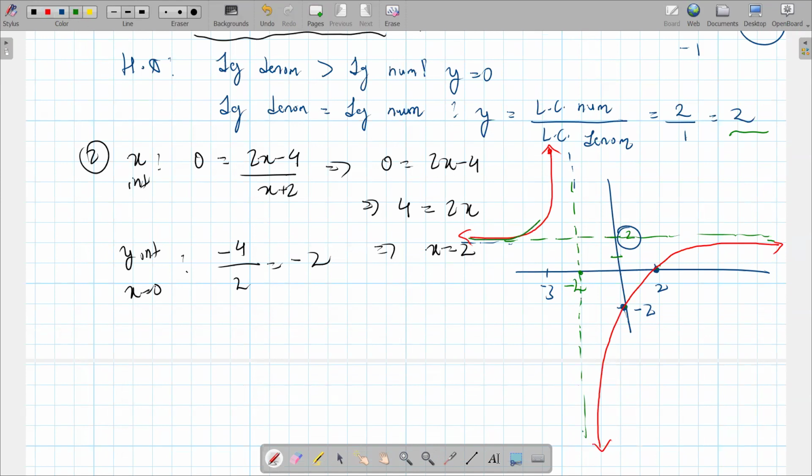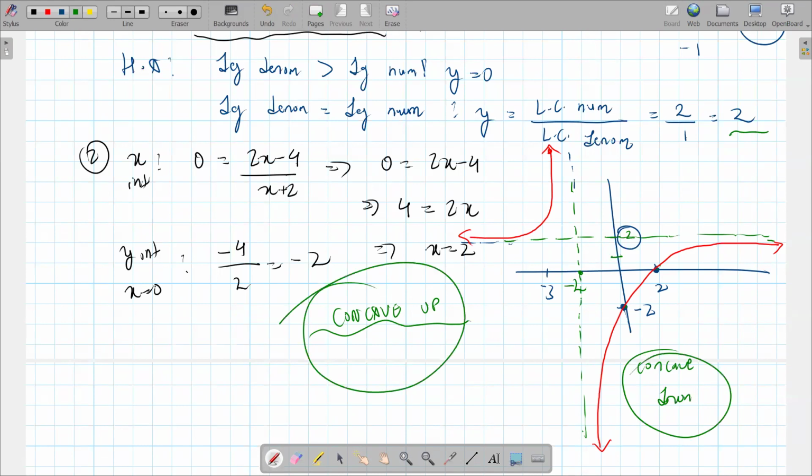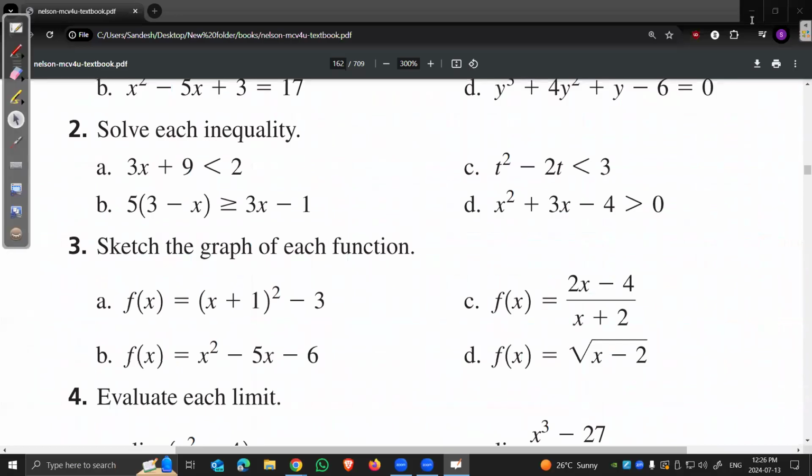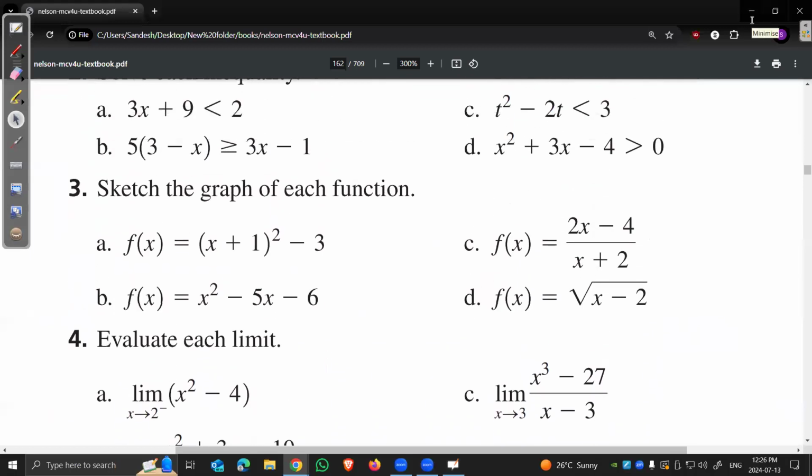This shape is called concave up. This thing here is called concave down. Some terminology there. If it's opening up, it's not technically opening up, but it's like this. This is called concave up. This is called concave down. Not even gonna bother with the quadratic.